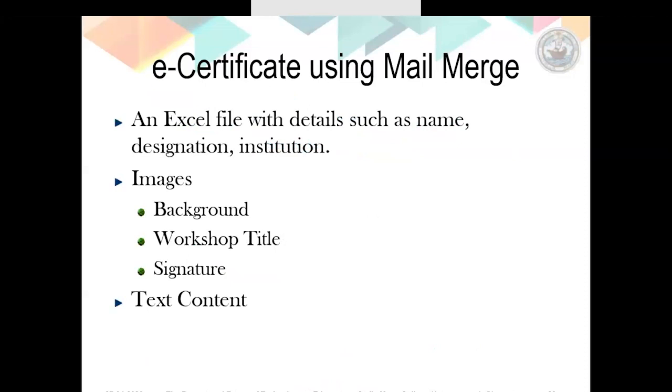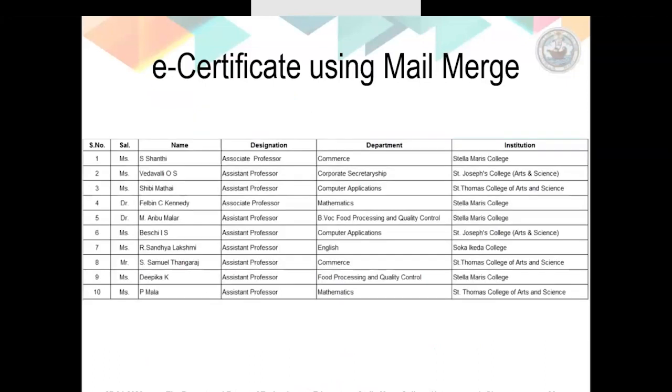We also have a few images in that particular certificate: the background, the workshop title, and the sample signature that you see there. All those are images. And then you have the text content in the center, "This is to certify so and so." I have all these things ready with me, so I'll show you how exactly to work on this.